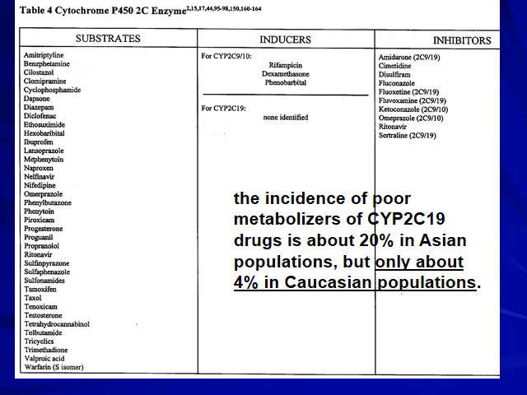All right, if we look at 2C19, I would just add to this list Plavix, which is also known by its generic name of clopidogrel. It's not on the list. Gives you an idea of how old this list now is. But anyway, the 2C family, highly polymorphic in Asian populations.